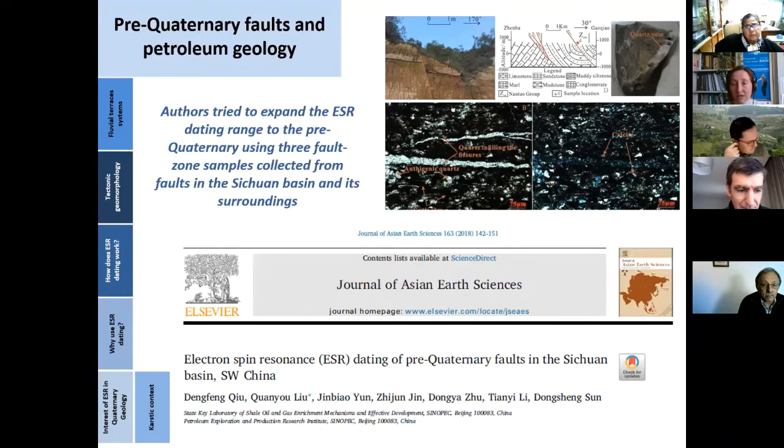In this study, authors try to expand the ESR dating to the pre-Quaternary using samples collected from faults in the Sichuan Basin in China. And their results are consistent with fission track ages and the regional tectonic evolution history. So it seems that ESR dating could be a practical method for dating pre-Quaternary faults in a structural and petroleum geology application.